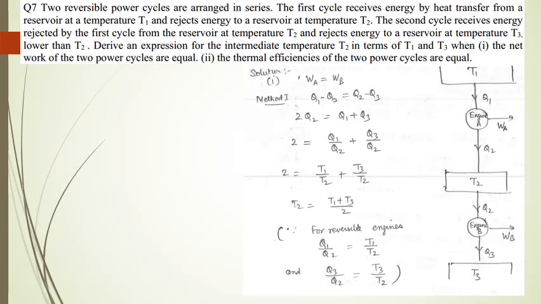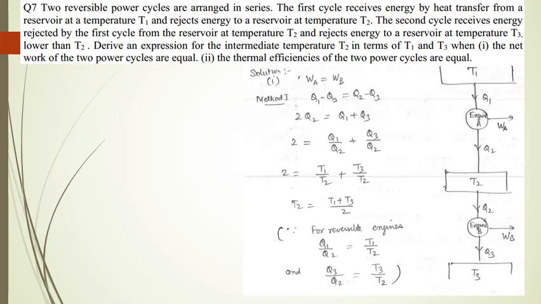So here in this case, two reversible power cycles, or you can say two reversible heat engines, are arranged in series. Now the highest temperature reservoir, maintained at temperature T1, is supplying heat Q1 to engine A, which is doing work equal to WA, and rejecting Q2 amount of heat to the intermediate temperature reservoir, which is maintained at temperature T2. Now this Q2 amount of heat is supplied to engine B, which is doing work equal to WB, and rejecting Q3 amount of heat to the lower temperature reservoir, which is maintained at temperature T3.